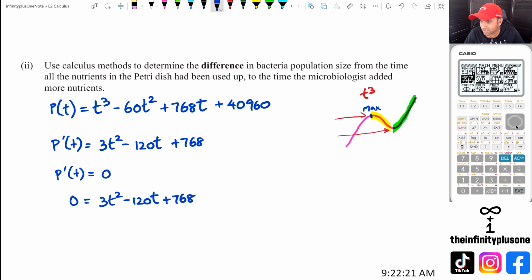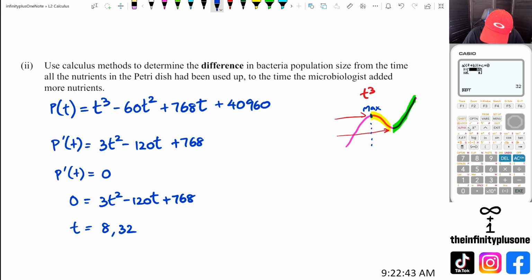But however, in this case, I'm going to go down to equation, click on polynomial, which is F2, degree 1. So I've got 3, minus 120 and 768. So when I do this, I actually get t is equal to 8 and 32. So this part here is 8 days. This part here is 32 days. So I need to figure out what the population was when it was 8 days, and then the population when it was 32 days. And then I should be able to work out the difference between the population size.